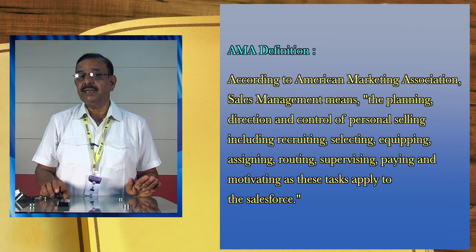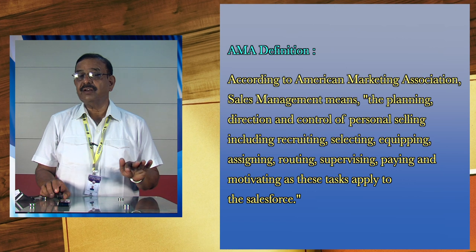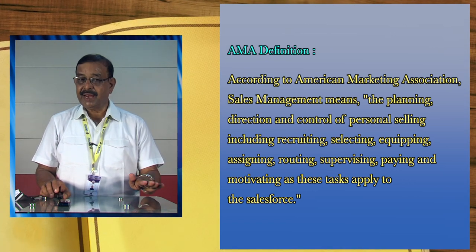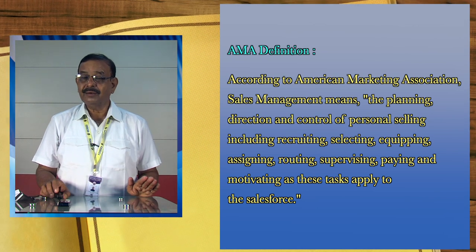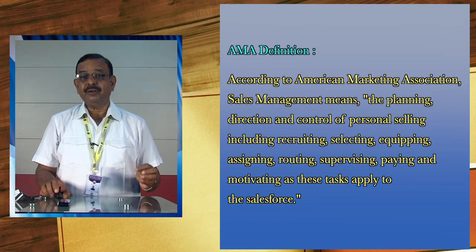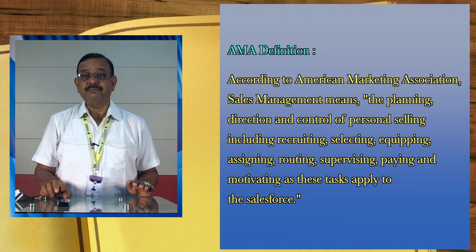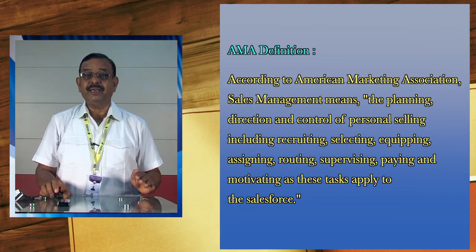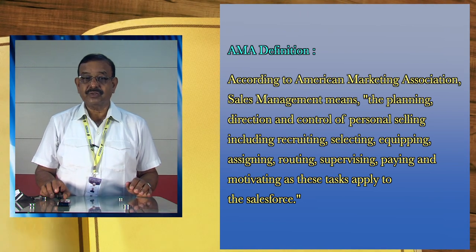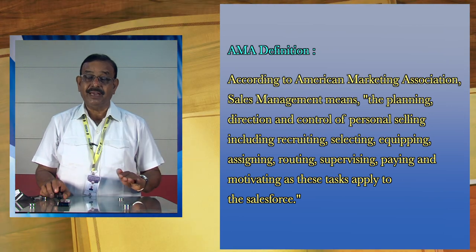According to the American Marketing Association, sales management means planning, direction, and control. So we'll have to plan, we'll have to implement, we'll have to direct, and we'll have to control. What? The personal selling function, which includes recruitment of salespeople, selection of salespeople, equipping the salespeople with sales aids. In the case of medical representatives, they need to be given samples to be presented to the doctors, and assigning them to territories over a geographical area.